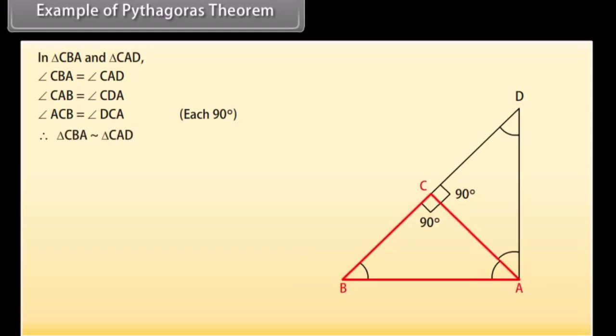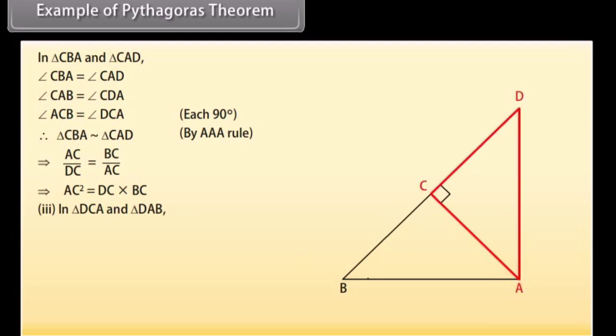Therefore, triangle CBA is similar to triangle CAD by the AAA rule, which implies AC upon DC equals BC upon AC, which implies AC square equals DC into BC.